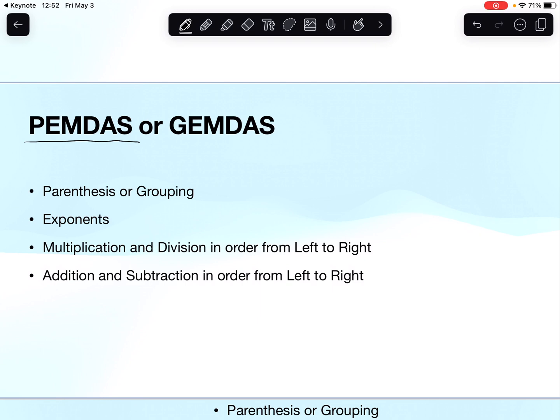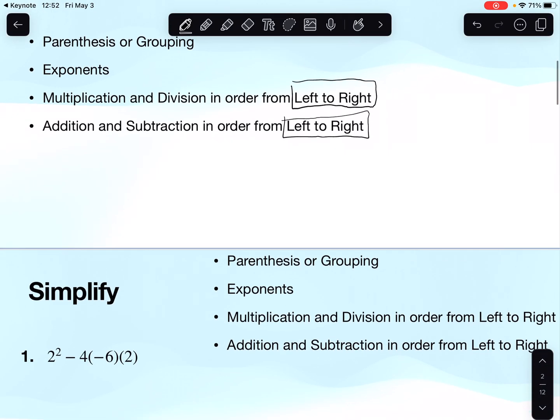So first you want to do the parentheses or the grouping, then the exponents, then multiplication and division in order from left to right. And so you've got to be a little bit careful. Often what happens is we do the multiplication first, just period, but you want to make sure it's multiplication and division. They're on the same level from left to right, and then likewise addition and subtraction in order from left to right.